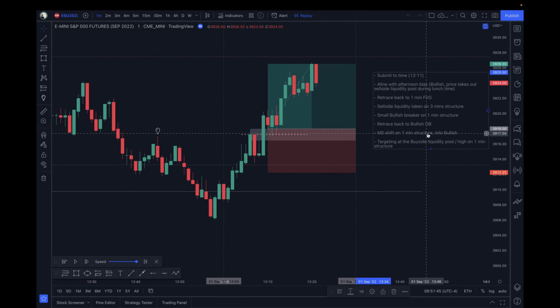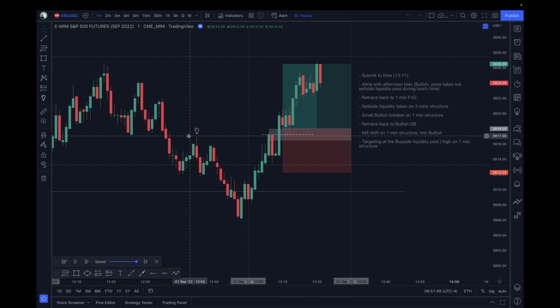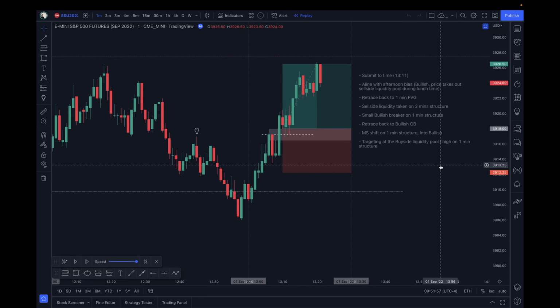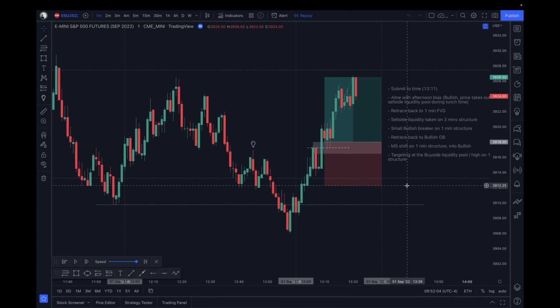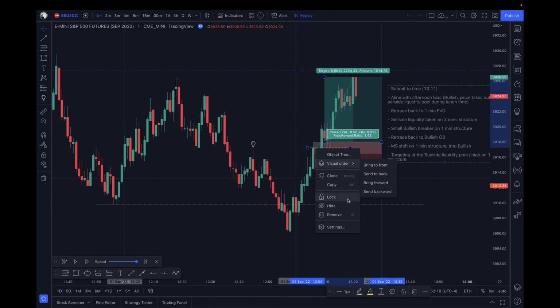Market structure shift on 1-minute structure into bullish. High's been broken right here. Market structure shift with a small displacement, retrace, and we're going to enter. And we're targeting the high buy side liquidity pool right here, and the target hits. So this is our last trade of the day.